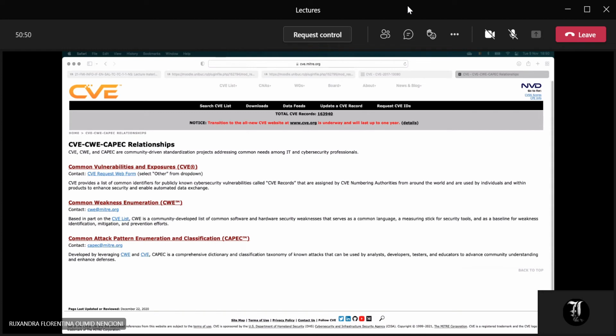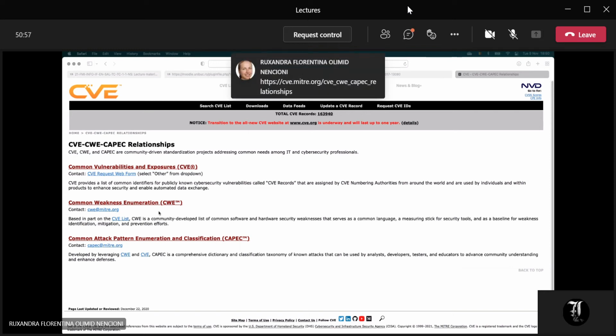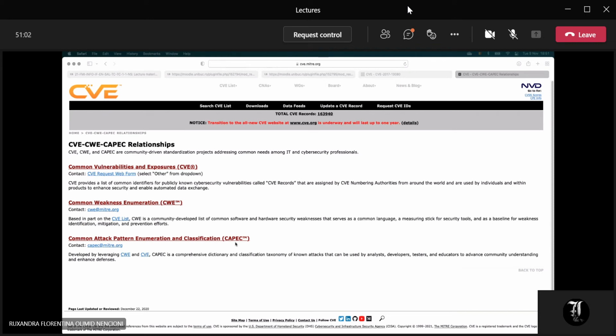Mm-hmm. And there are some similar things that maybe are not so well known. So with CVE, it's CWE, the weakness enumeration, and then there's the common attack pattern enumeration and classification as well. So you might want to have a look at all of them. I put the link here. So one is, okay, there are these problems as you were saying, no? A list of common identifiers for publicly known cybersecurity vulnerabilities.